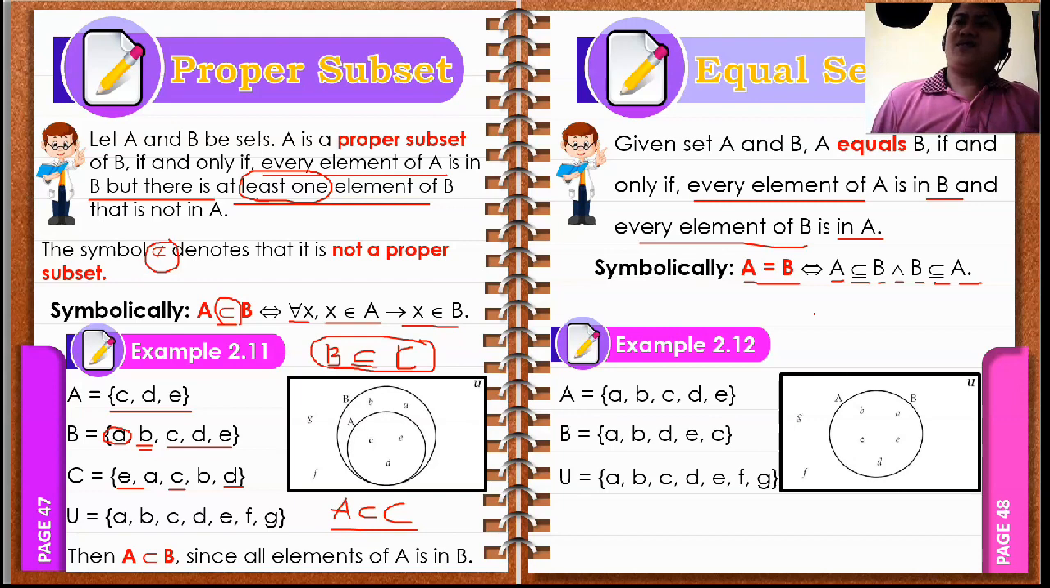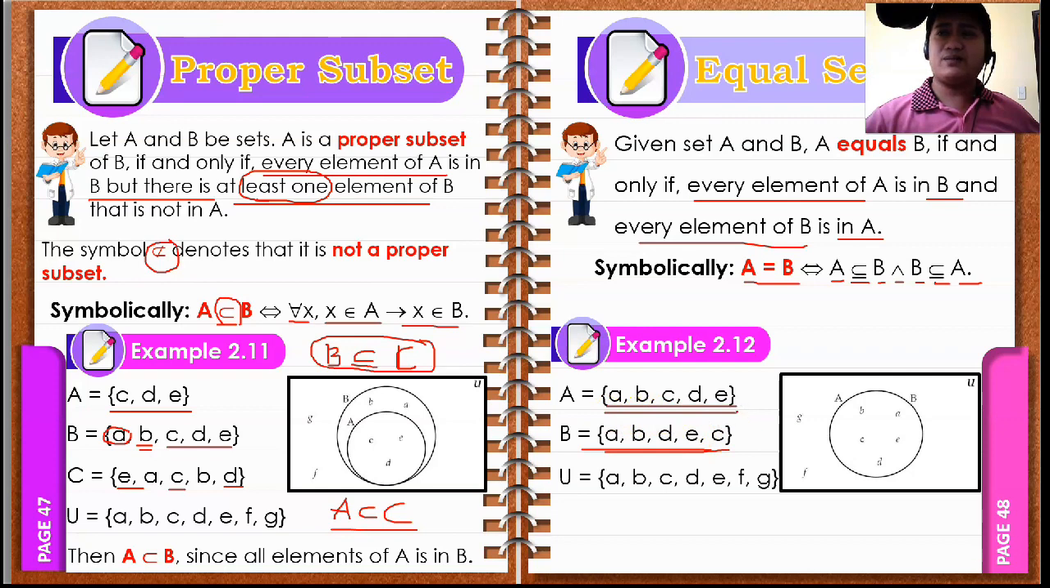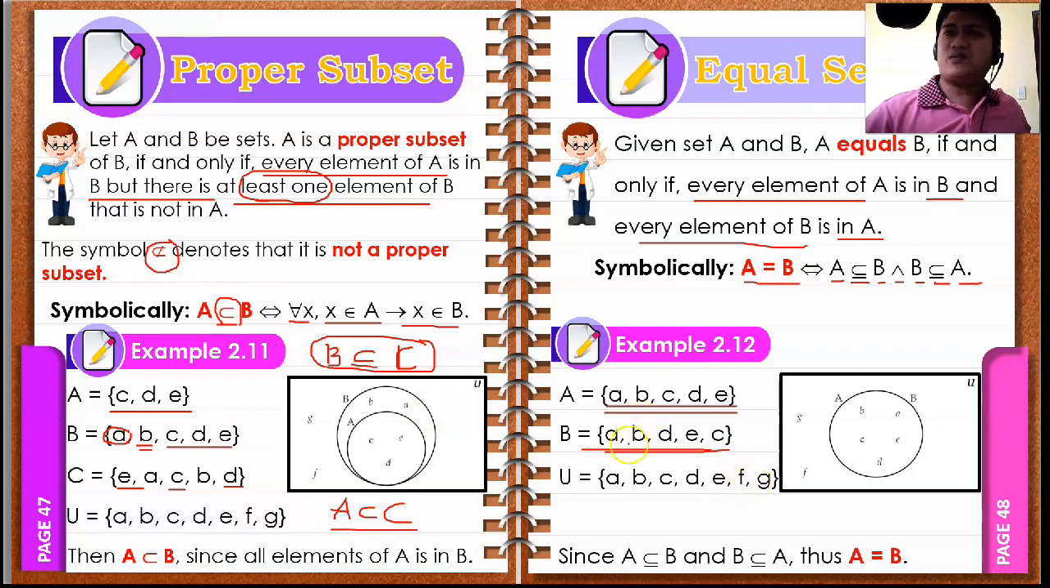So set A is equal to the set with elements A, B, C, D, E, and set B has the elements A, B, D, E, C. As you notice, the set elements are A, B, C, D, E. All the elements of A are found also in set B. And likewise, all elements of B are also found in set A. Therefore, since A is a subset of B and B likewise is a subset of A, thus A is equal to B. So take note, this is how we prove that two sets are equal.